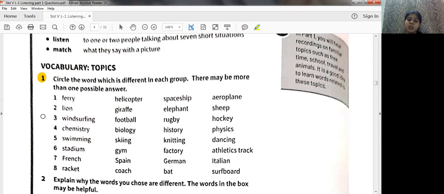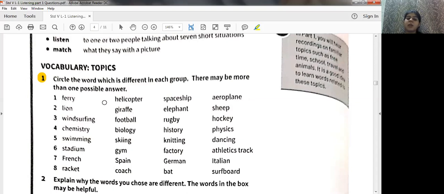So we'll start with the first one. First is ferry, helicopter, spaceship and aeroplane. So dear students, just think, which is the odd man out over here? Think. Okay, I'll give you the hint. When we talk about helicopter, spaceship and aeroplane, these are objects related to flying in the air, flying above the ground.